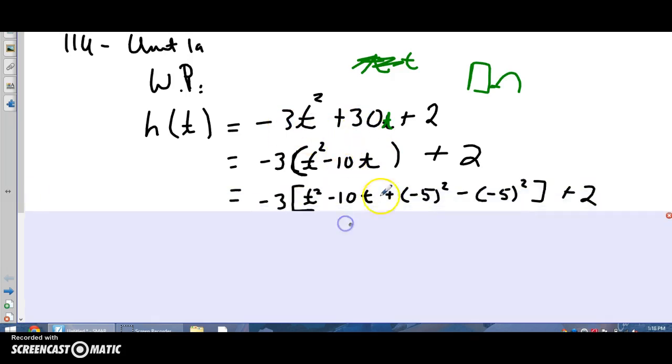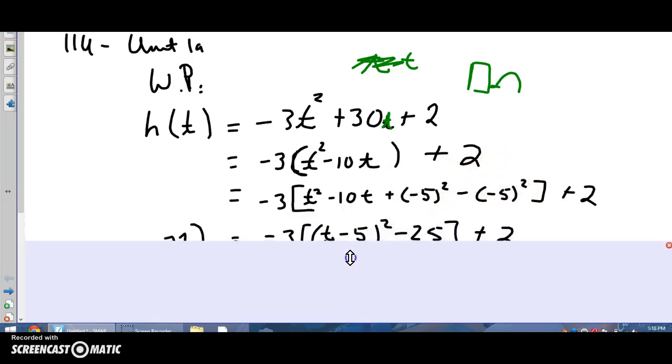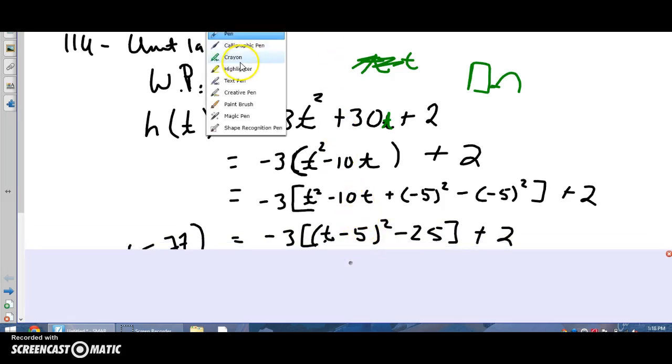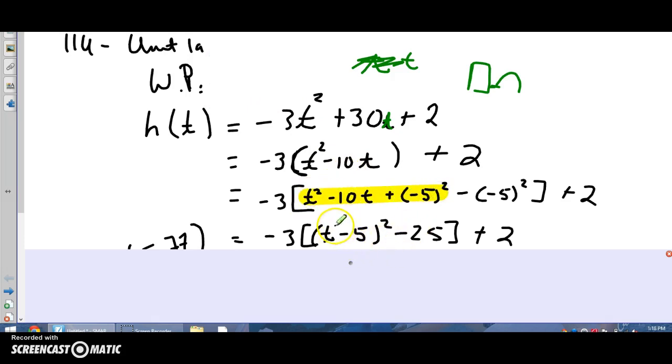Work my way through. I'm going to take half of -10 and square it twice. First, I'm going to add it, then I'm going to subtract it. Leave everything in the square brackets. Sorry, before I open up the brackets, I will look at these three terms here. These three terms make a perfect square: t minus 5 squared. And then this guy over here, minus 5 squared. I square it, it becomes positive, but it's subtracted, so it becomes negative.